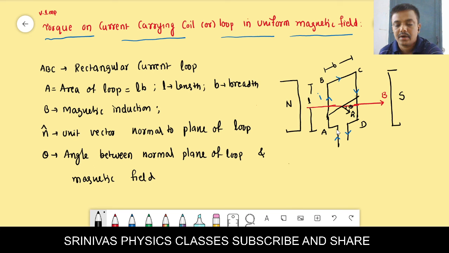Once again, try. Field is to the right side, the central finger should be outward, right? Where is the thumb showing? On the AB side, the force direction should not be up or outward, it will be inward. Check it yourself. It will be inward only, into the plane of the paper. Okay, this is F1. And here also one force will act on this side.